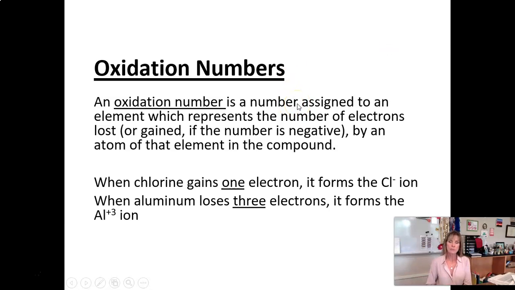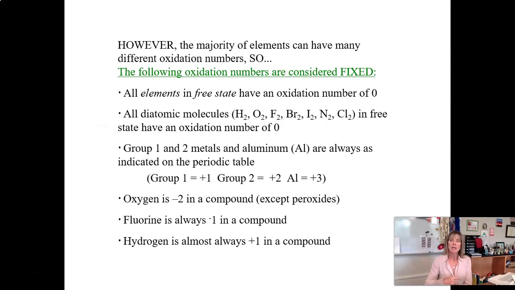Oxidation numbers. So oxidation numbers are assigned to an element, and it represents the number of electrons that are lost or gained when they form a bond. When chlorine gains 1 electron, it forms the Cl- -1 ion. When aluminum loses 3 electrons, it forms the Al +3 ion. Problem is, the majority of elements can have lots of different oxidation numbers. That can be a problem for us. It's not exactly right with the groups, and they can have more than 1. So what we're going to do is give you a set of rules that we want you to use.